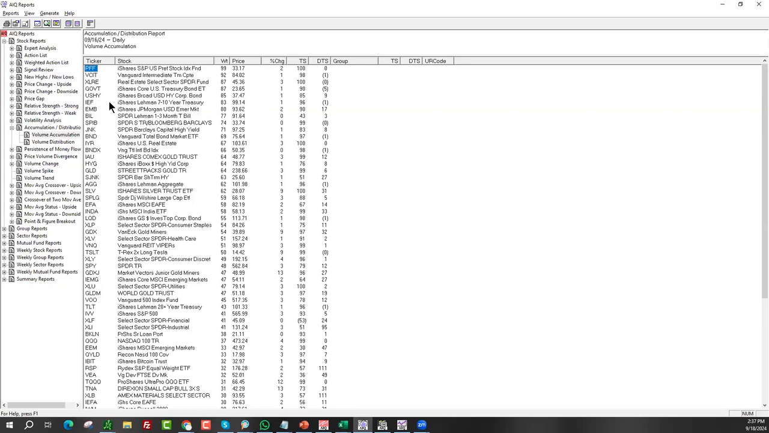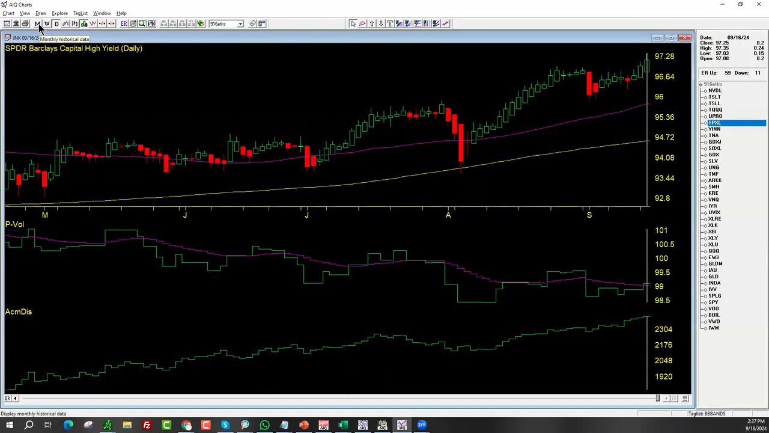If I pick one, let's again take the top 10 or 15, maybe 20. I'll just pick one here, the high yield. So this is the Spider Barclays Capital High Yield ETF. When we pop that into the charting area, we've got the same thing again. It's almost like we're late to the game. The accumulation distribution has been going on forever in this particular ticker. It's just sort of ticked up above that positive volume above its signal line.